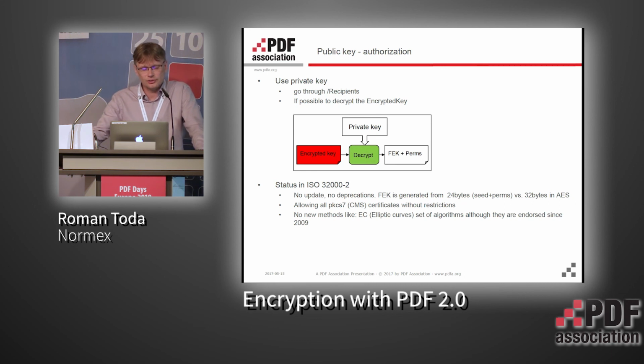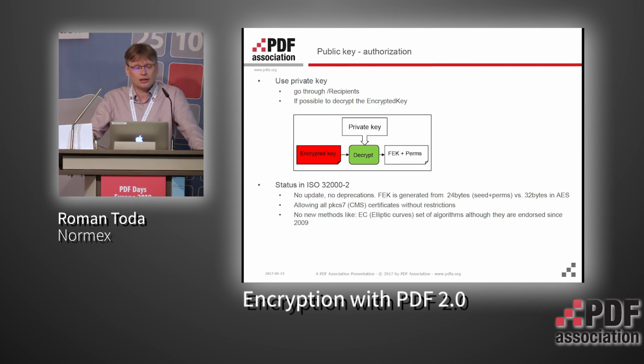Current status in ISO 32000-2: no updates, no deprecation. The file encryption key is generated from 24 bytes. We are using a seed random value plus we are adding permissions. Current Vault offers you actually use of 32 bytes in the AES file encryption key, which gives you a little bit of a security hole here, and I think that's again something like a missed opportunity when doing this update to 32000-2.